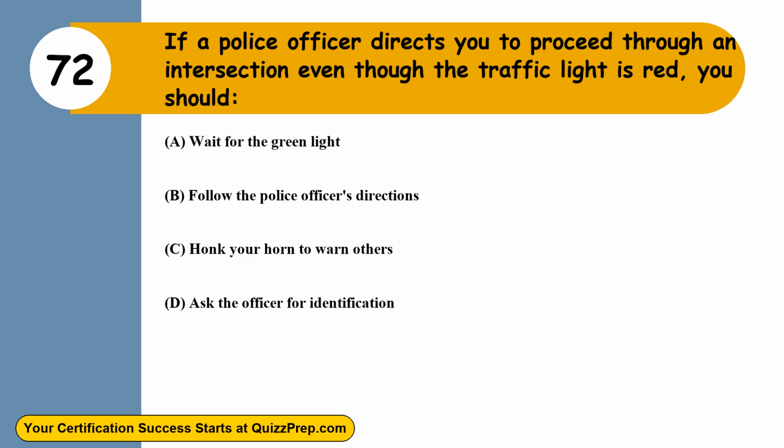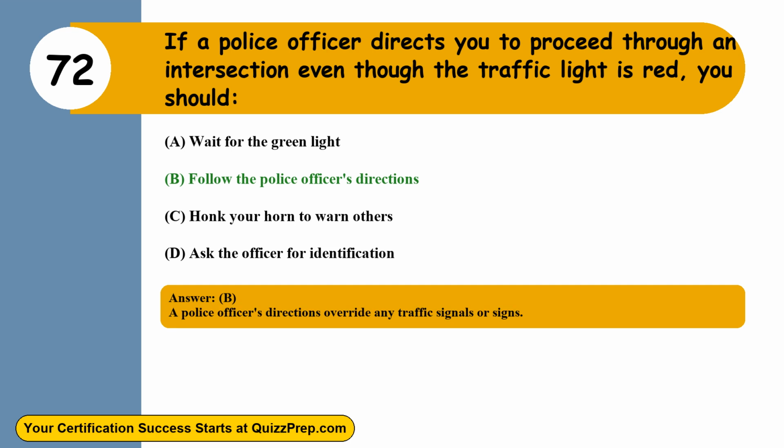Question 72. If a police officer directs you to proceed through an intersection even though the traffic light is red, you should: Option A, wait for the green light. Option B, follow the police officer's directions. Option C, honk your horn to warn others. Option D, ask the officer for identification. The correct answer is option B, follow the police officer's directions. A police officer's directions override any traffic signals or signs.